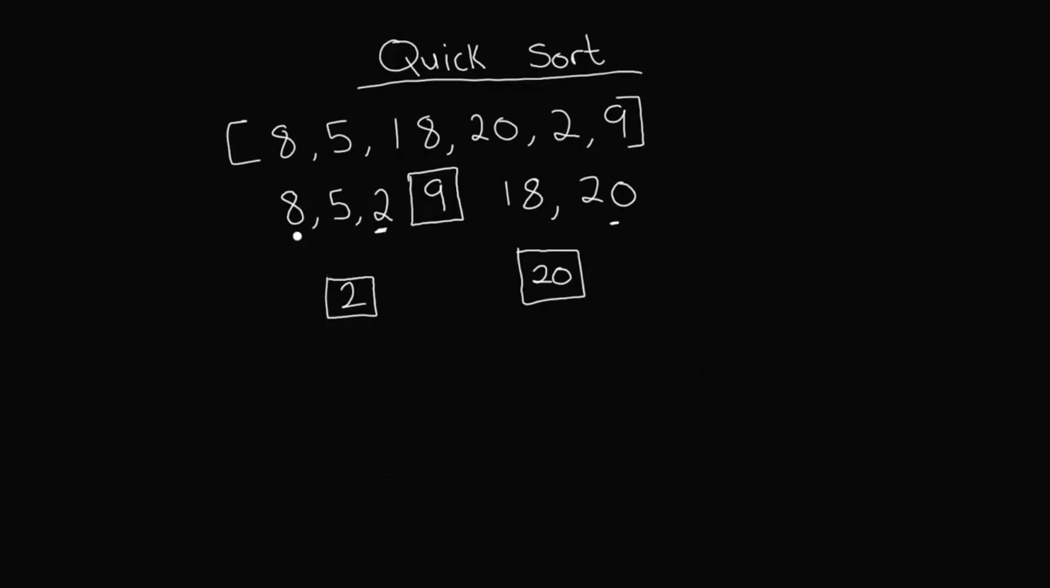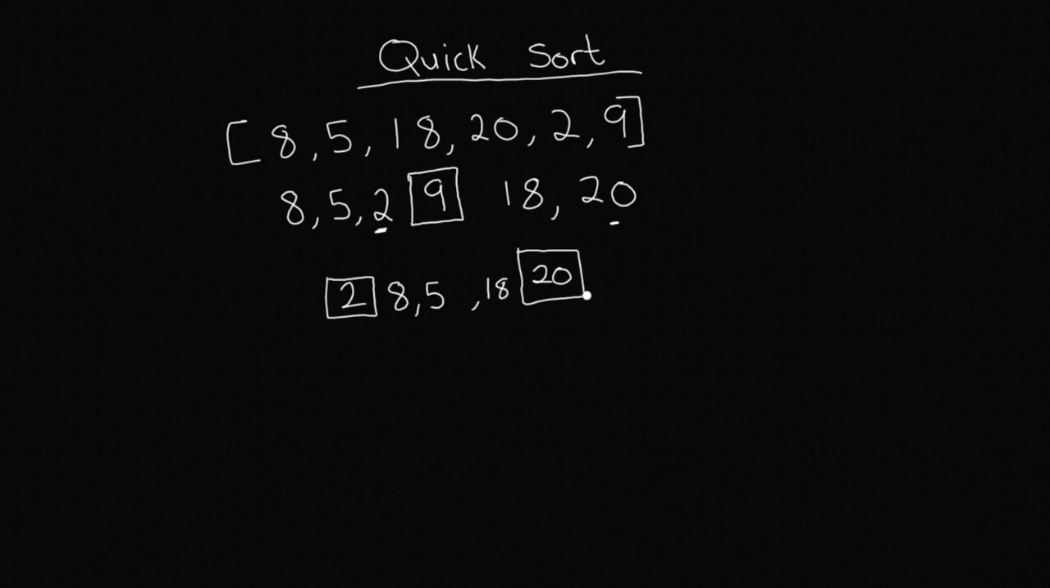So we can see by looking at this, we know that 8 is greater than 2. So 8 would go here. And we know that 5 is also greater than 2. So 5 would go here. Now for 18, we know that this is less than 20. So we would put it in here.